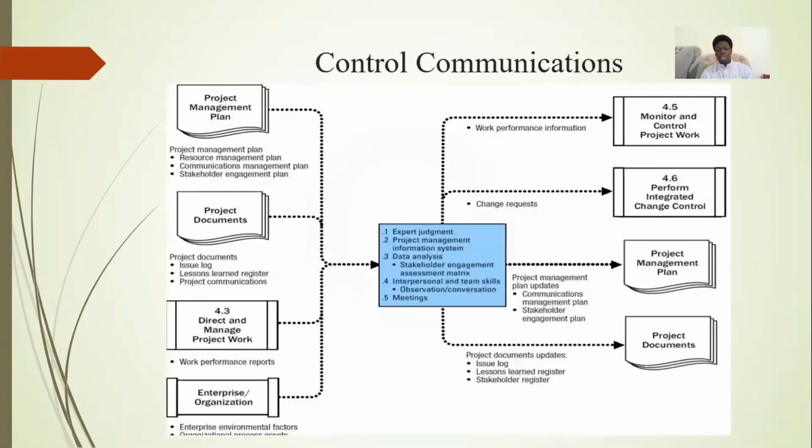In controlling communications, here we should evaluate that all the information between the stakeholders and the project managers is correct and understood. So we should always check the communication channels between the project managers and stakeholders. The outputs are updates to the master plan, project documents, change requests, and work performance information. Next.